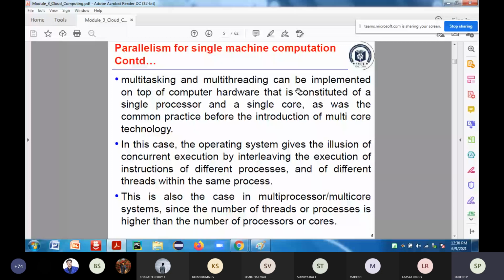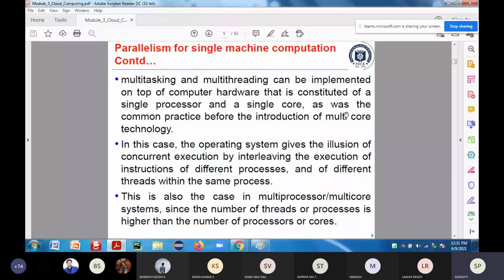The operating system will give the illusion of concurrent execution by interleaving the execution of instructions of different processes and different threads within the same process. This is also the case in a multi-core or multi-processor system, since the number of threads or processes is higher than the number of processors or cores.